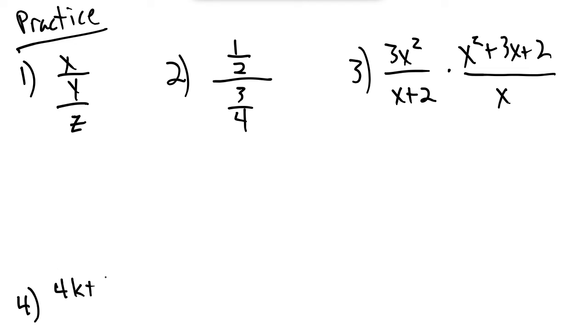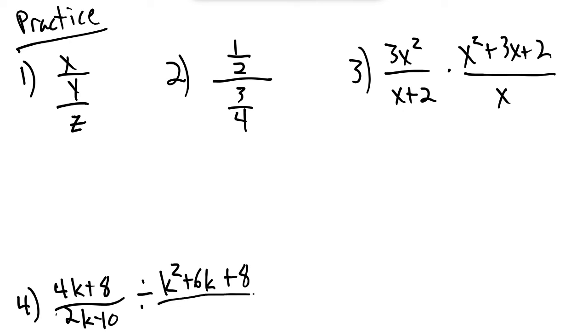So you have 4k plus 8 over 2k minus 10 divided by k squared plus 6k plus 8 over 6k minus 30. So go ahead and pause the video, do these practice problems, and then meet back up with me. Make sure you did these properly.